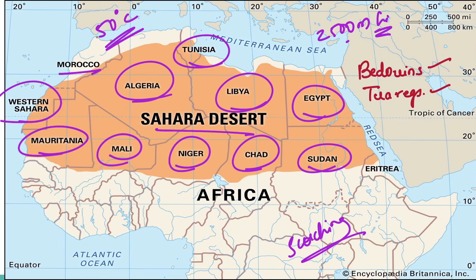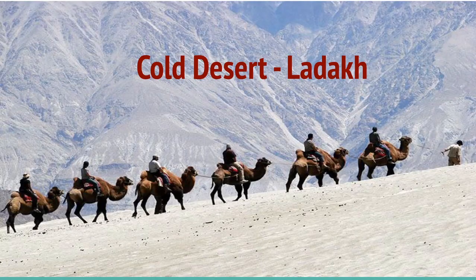Other minerals found in this area are iron, phosphorus, manganese and uranium. Tuaregs are seen acting as guides to foreign tourists. More and more nomadic herdsmen are taking to city life, finding jobs in oil and gas operations. Unlike hot deserts, there are cold deserts too. For example, Ladakh in our country, India.